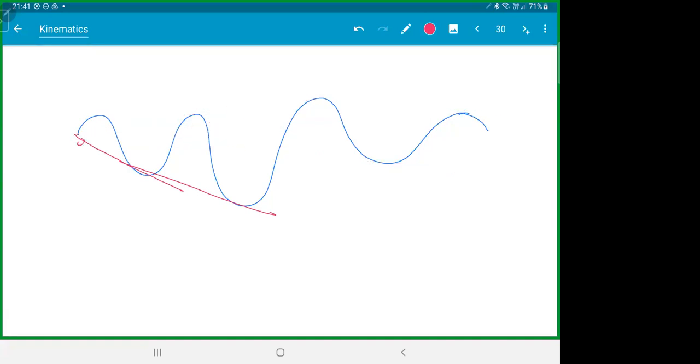Can you tell me how many times the average velocity is 0? How many times is the average velocity 0? 6 times. V average and V instantaneous are parallel. How many times is V average 0? It's a different question. Anyone?